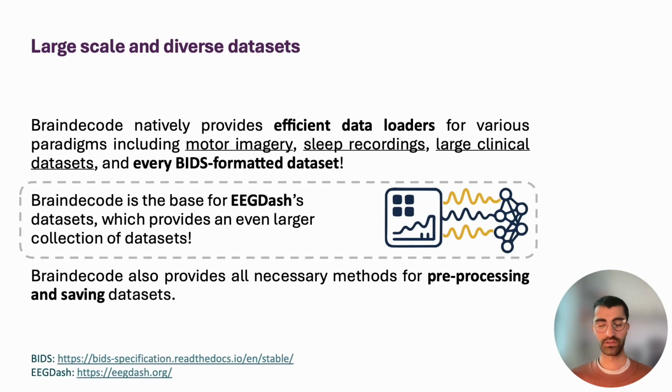Then the data. It's crucial for deep learning to have access to large amounts of data, and this is what we provide in BrainDecode. So first, natively in BrainDecode, you have some efficient data loaders for various paradigms, such as motor imagery, sleep recordings, or clinical data sets, like, for example, the Temple University Hospital data set.